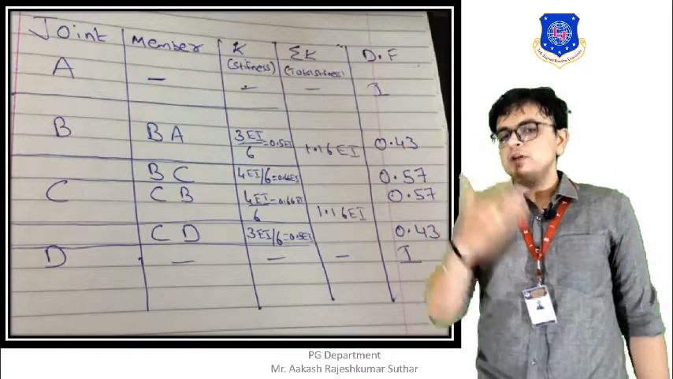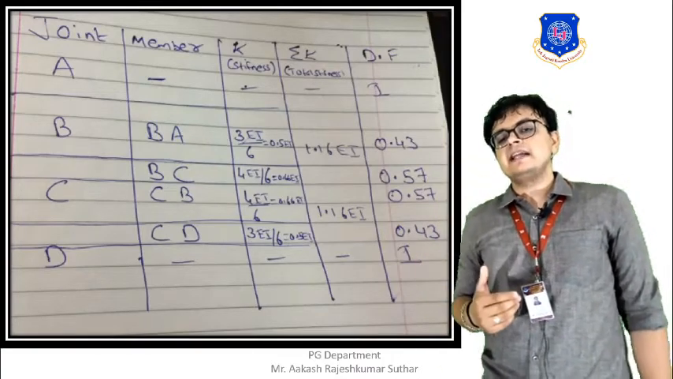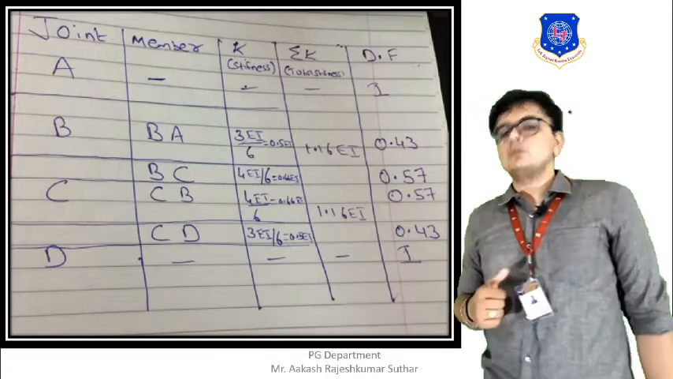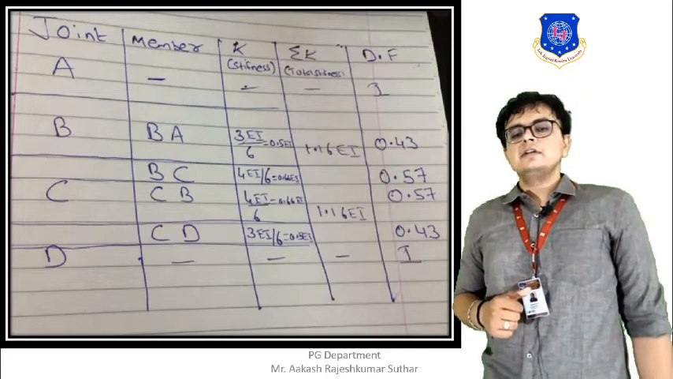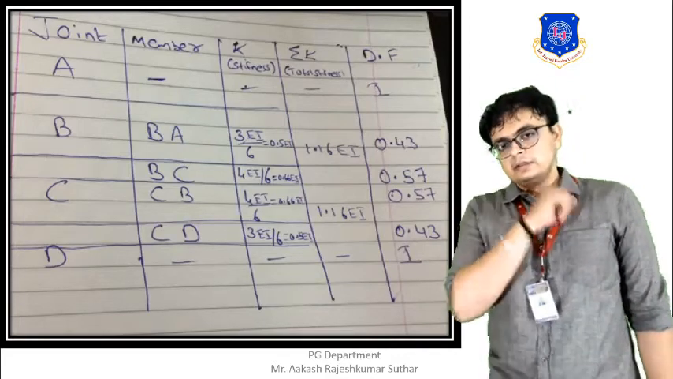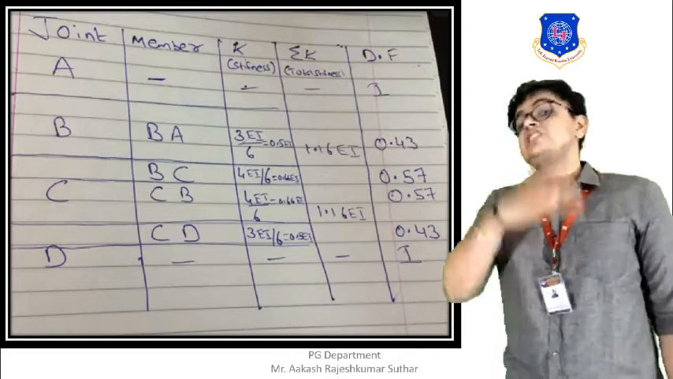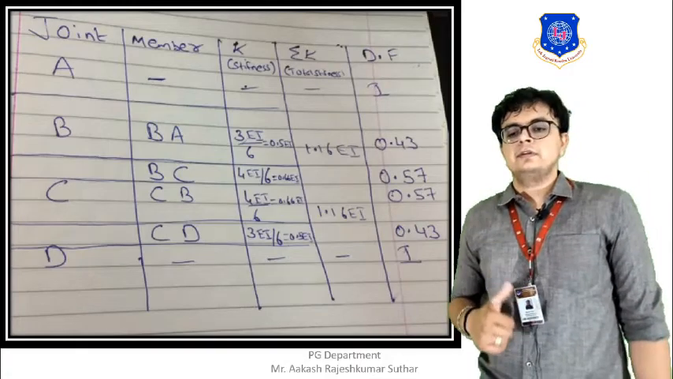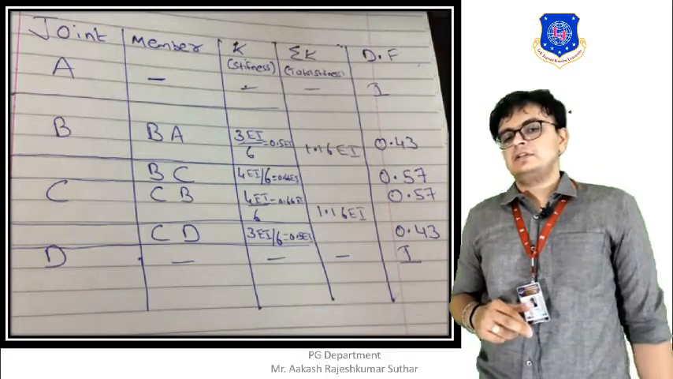On adding 0.43 and 0.57, we get the distribution factor as 1 only. You can check in this way whether you are doing the calculation correctly or not. So in this way you can cross check.